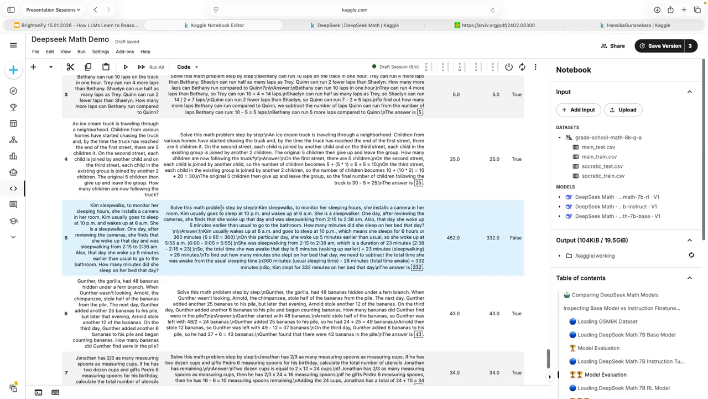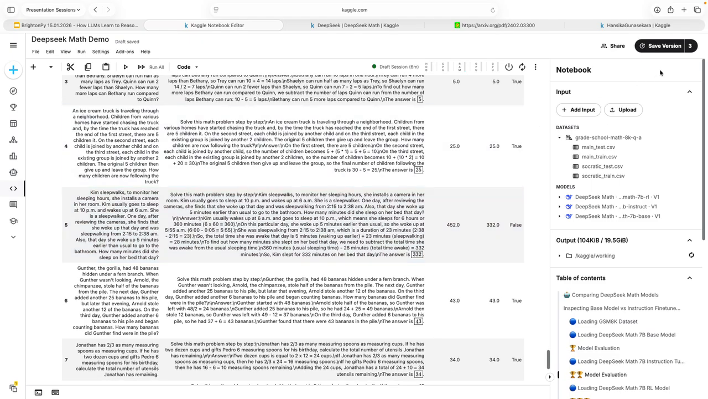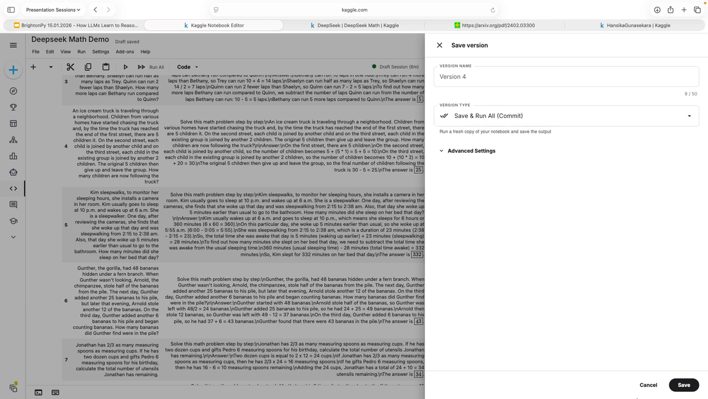So here we can conclude our demo notebook, and I suggest you play more with the notebook and be more creative. And also we can save this notebook from here.